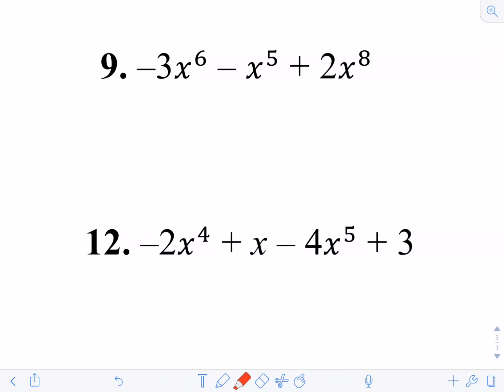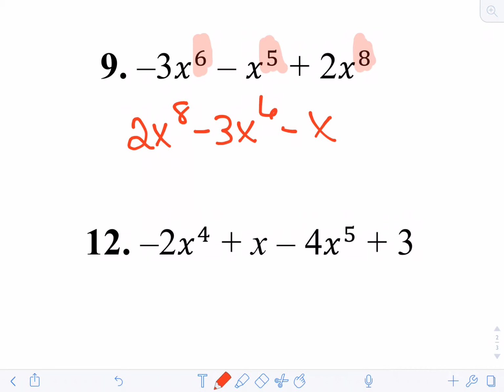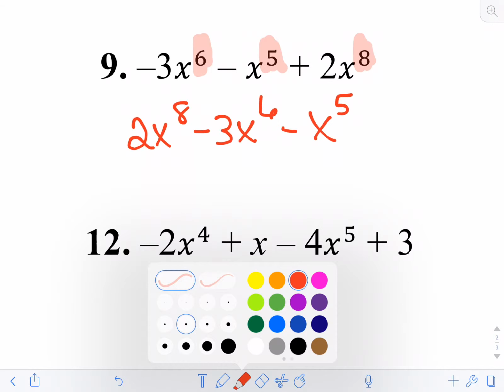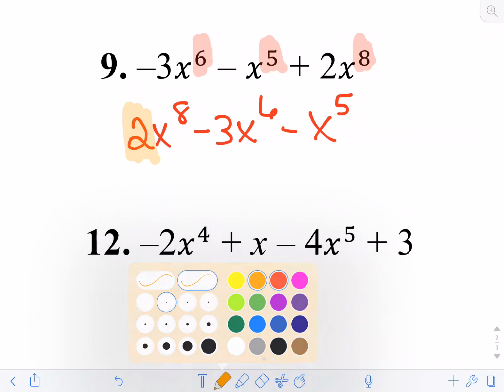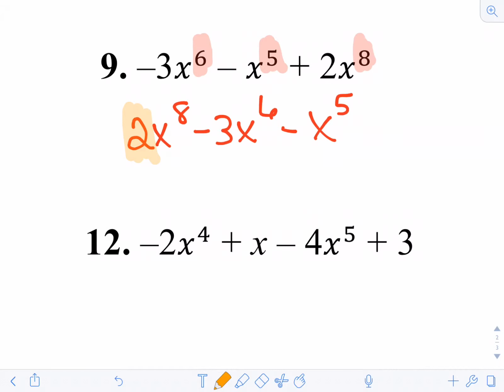So here we go. This next one, we have 6, we have 5, we have 8. So when I write this, the biggest one is 8, so 2x to the 8th power. Then it's 6 minus 3x to the 6th power, and then it's 5 minus x to the 5th power. Okay, and then you're looking for your leading coefficient. That's the number in front of the highest power. So that's 2. So my leading coefficient here is 2.